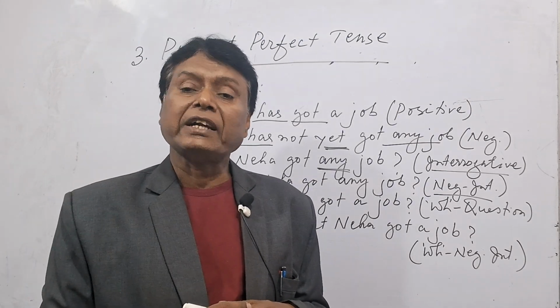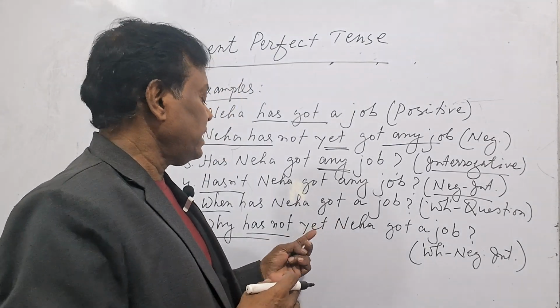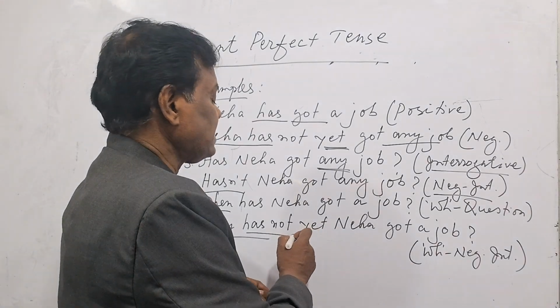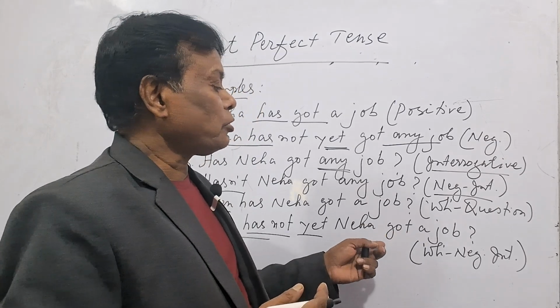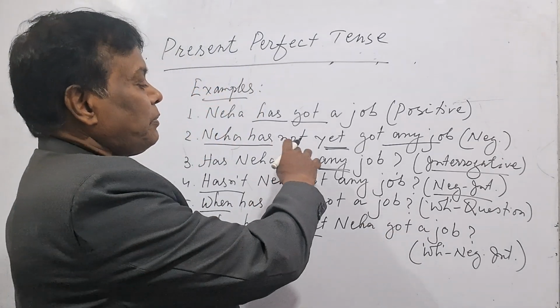Why has she not yet got a job? Why hasn't Neha yet got a job? Yet you can use here after not. From an arrangement point of view, you can use why hasn't yet Neha, अभी तक नेहा को जॉब क्यों नहीं मिला? So these are the questions, and as I told you earlier also, we have these four questions.